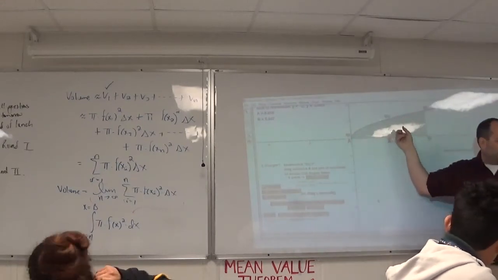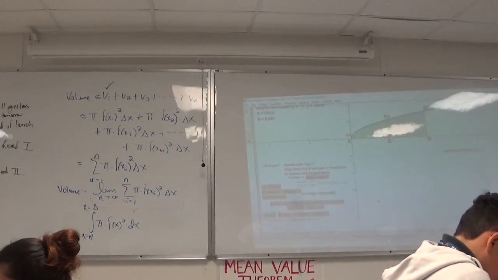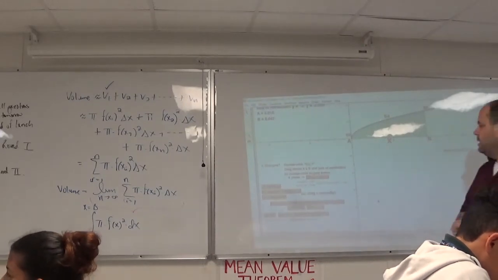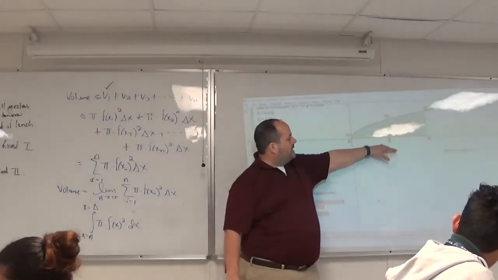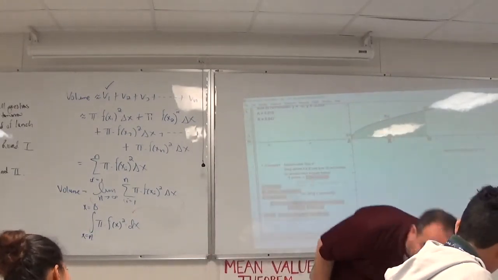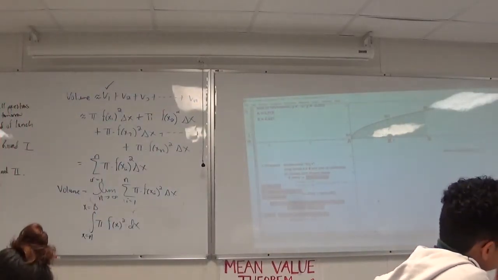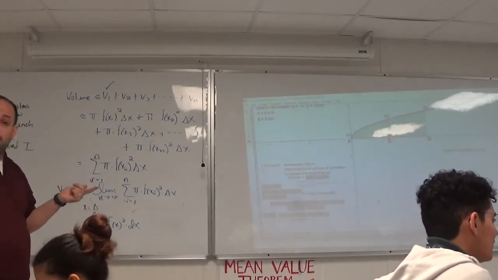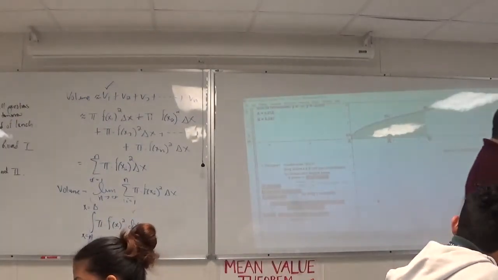If you take this region and you spin it, your axis of revolution is down here. It's the shaded region, only the shaded region, and you spin that. What does that look like? Cone. I think this is where things get hard.